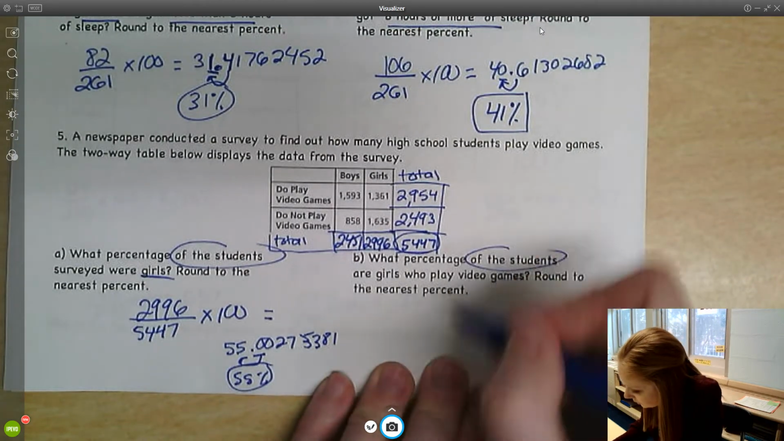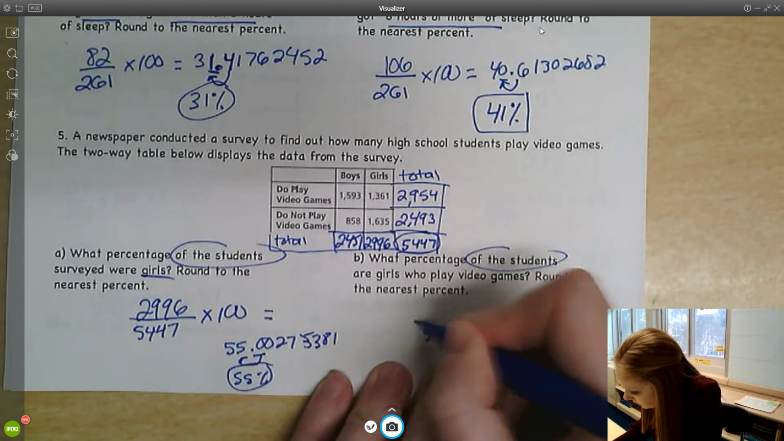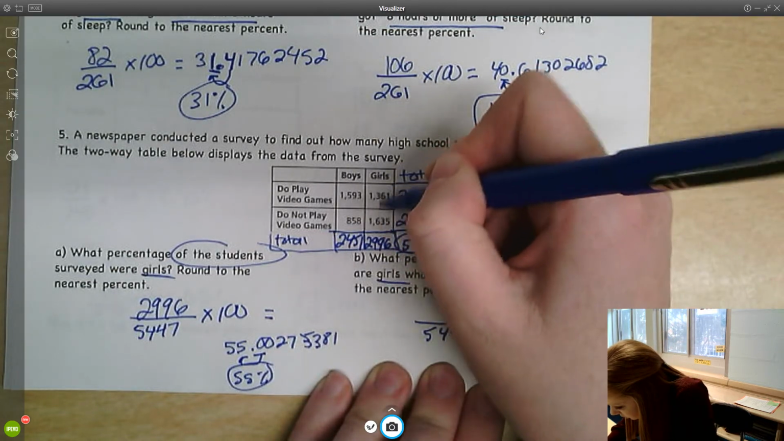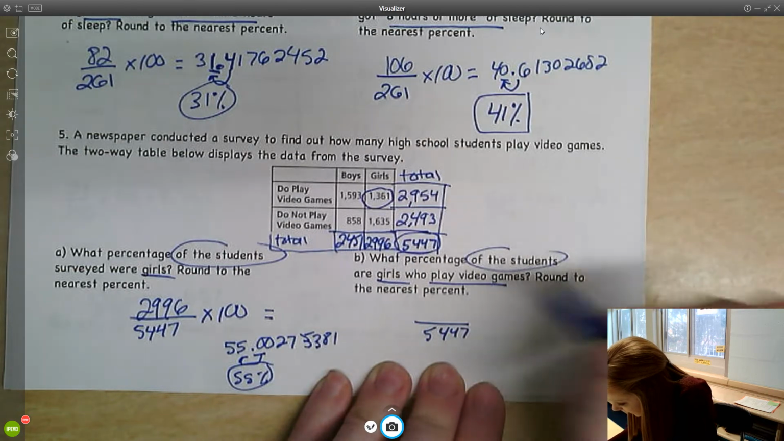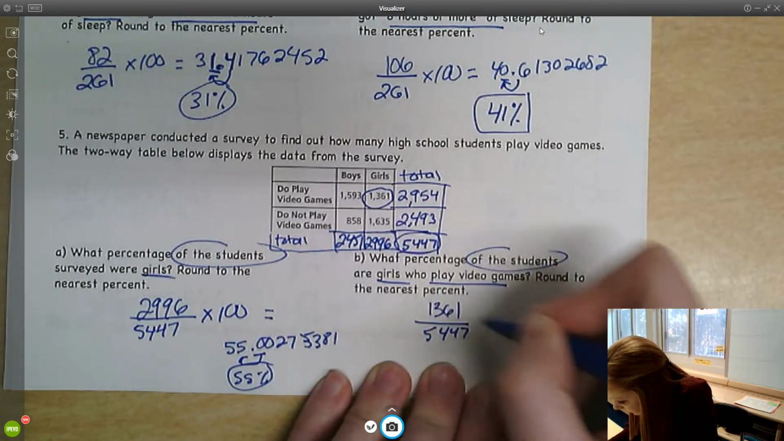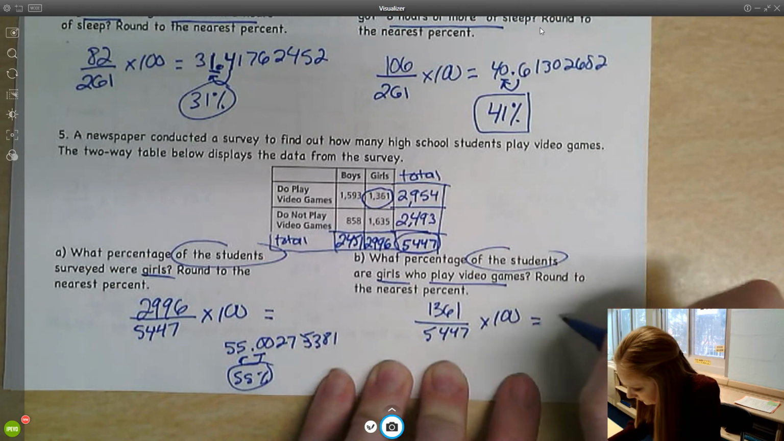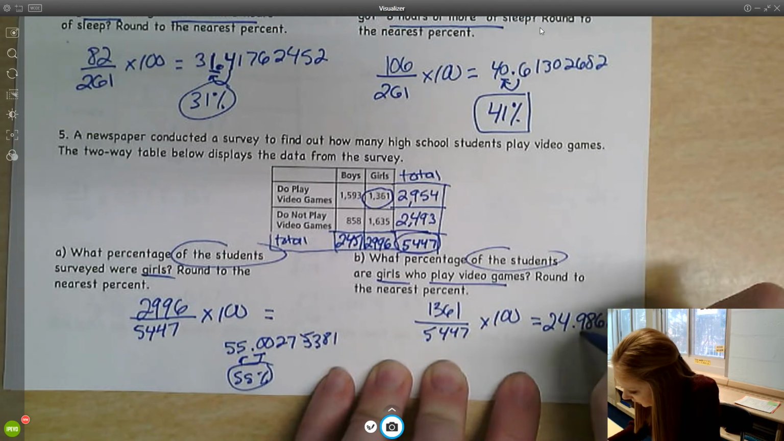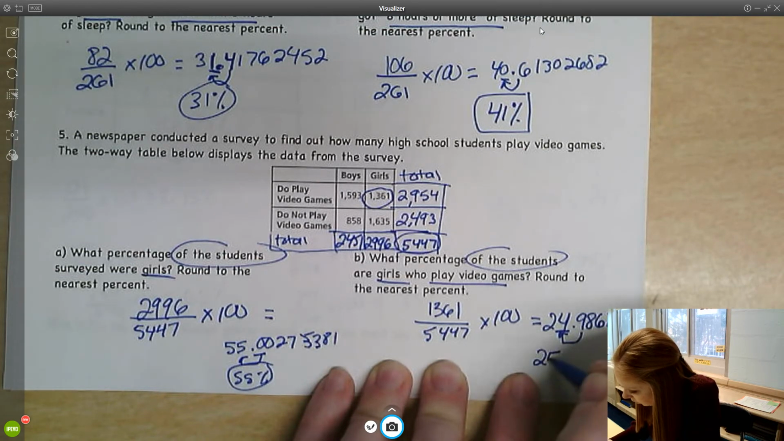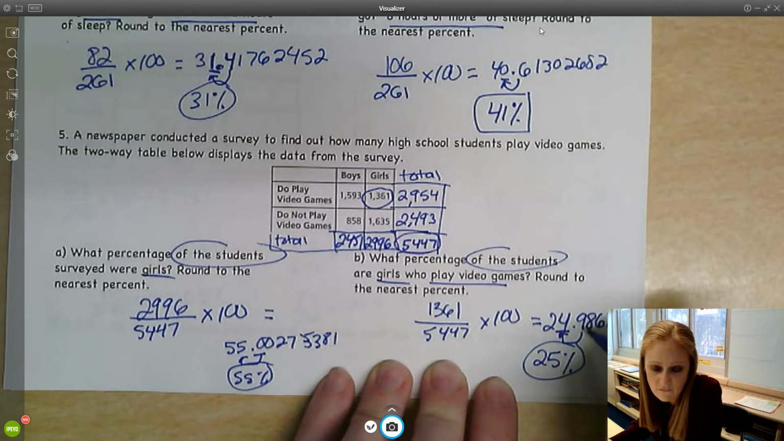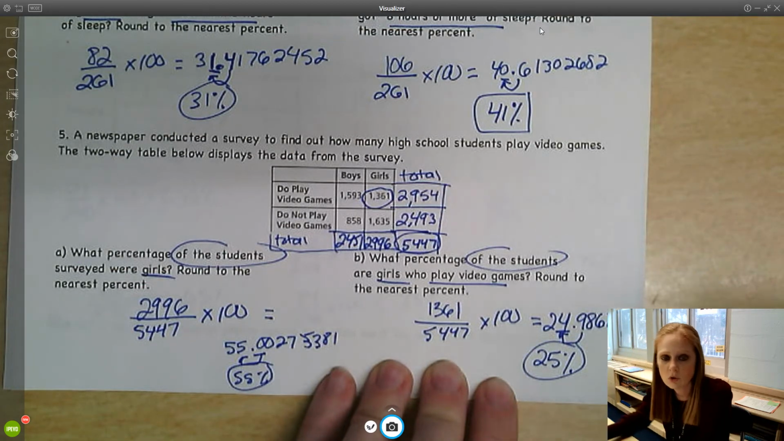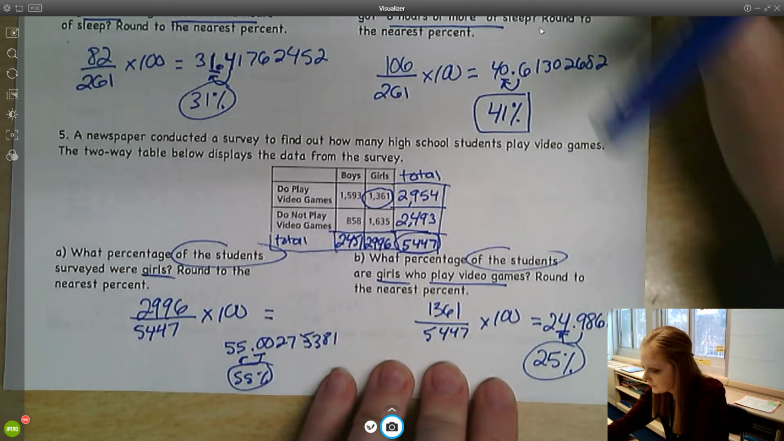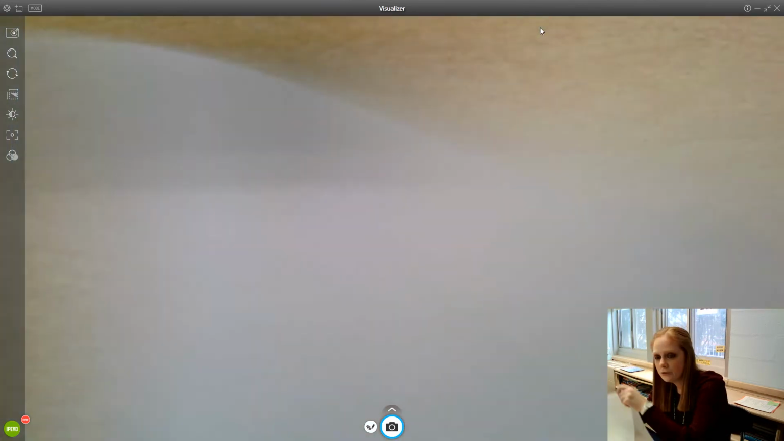Which percent of the students, so of all the students, were girls who played video games? Girls do play, don't play. We want girls who do play. Times 100, 24.98623, and so on. The 9 tells the 4 to go up 1 with rounding, right? Anything 5 or above says bump up 1. So 25% of the students were girls who play video games. Okay. Relative frequency. There you go.